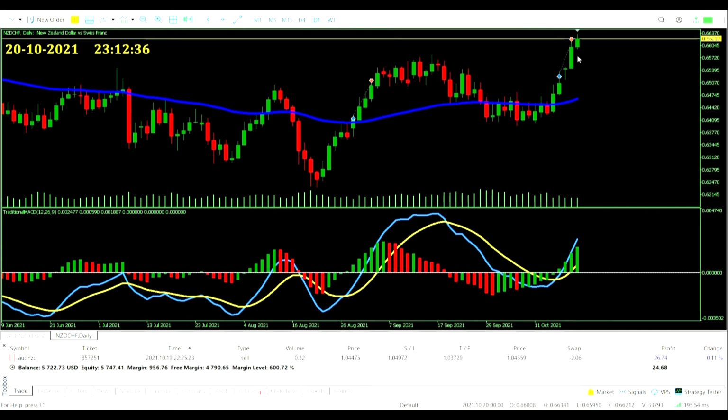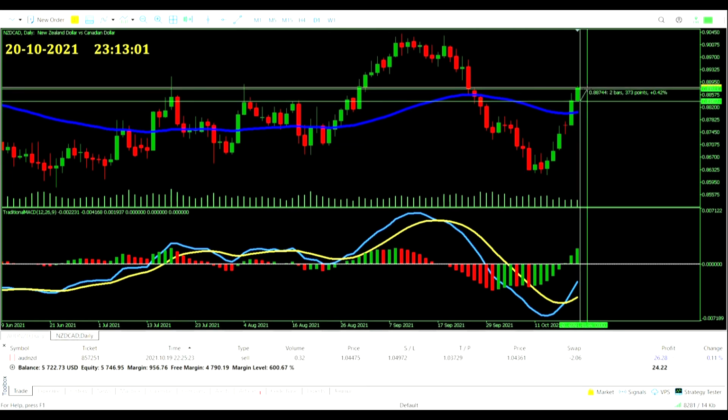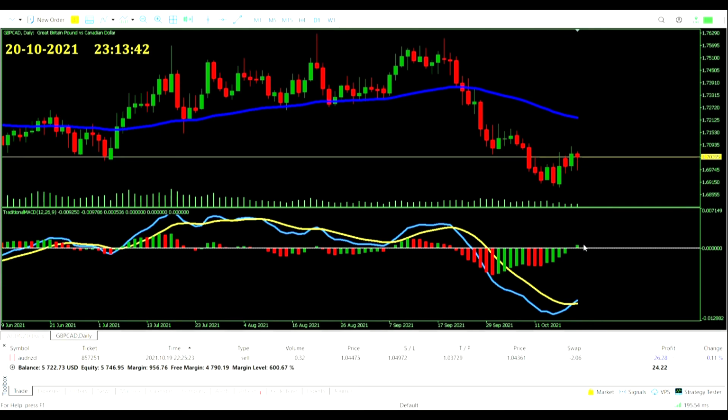Our New Zealand dollar Swiss franc trade that we jumped out of, that would be going a little bit more profitable as well. See where that move tops off. I had the option of this CAD trade and that would be a bit to our favor as well. 420 points, 42 pips. Great British pound, Canadian dollar. MACD shifts itself above the zero line. We see the two lines cross. Price is below the average though, no signal for us.